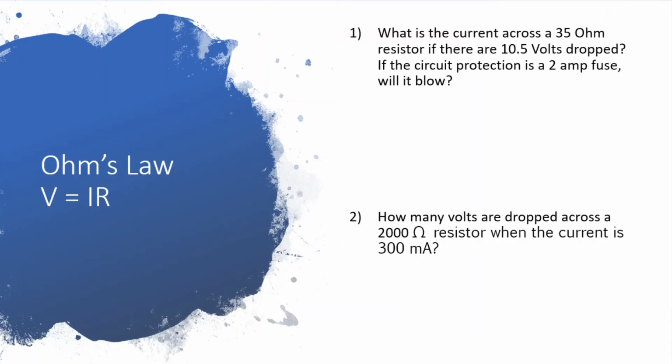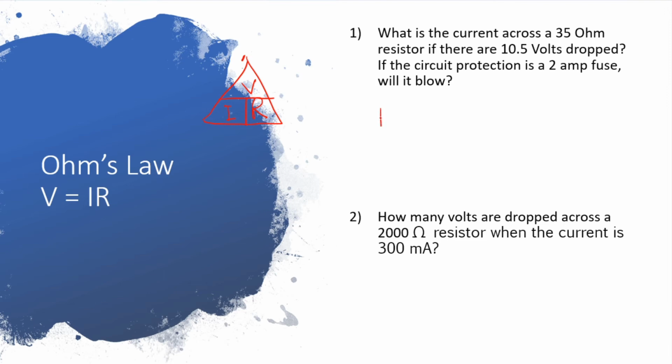Next, we're going to briefly touch on Ohm's law, and that's our triangle that has V or E, whatever you prefer, is equal to current times resistance. So same, look at the question.